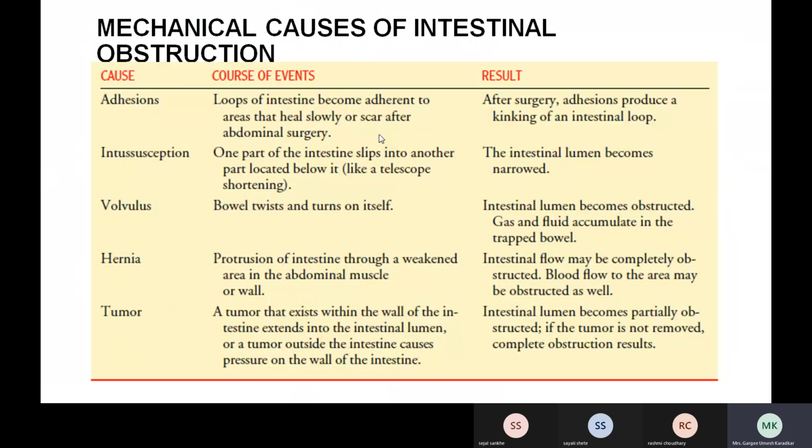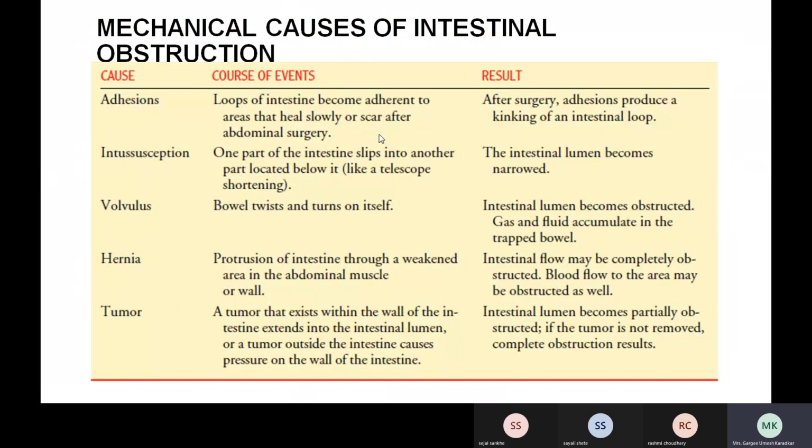Secondly, with intussusception, what happens? That is where one part of the intestine slips into another part, like how a telescope shortens. Okay, so when you close a telescope, it goes within itself. So that is how intussusception would be seen.